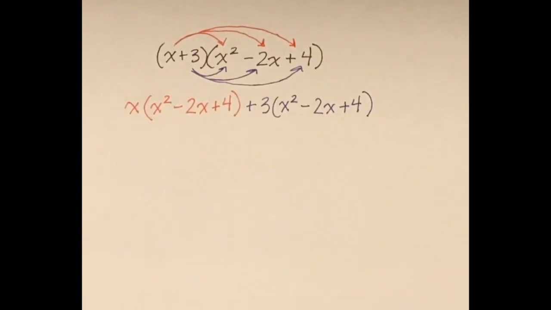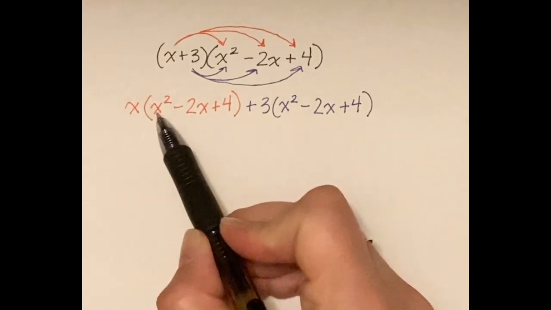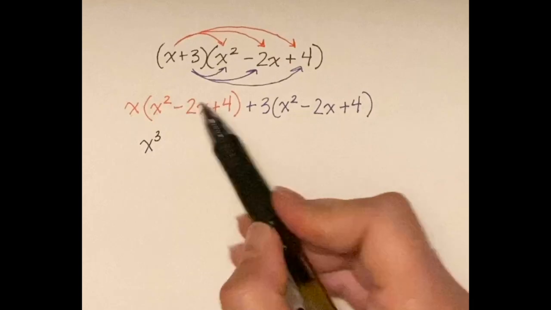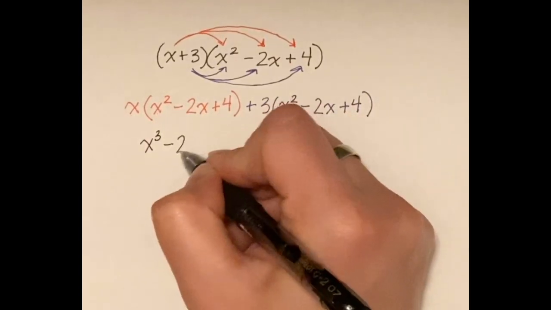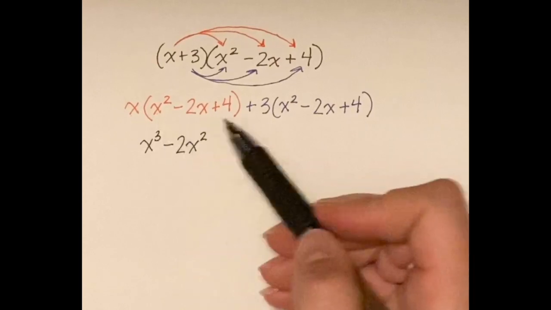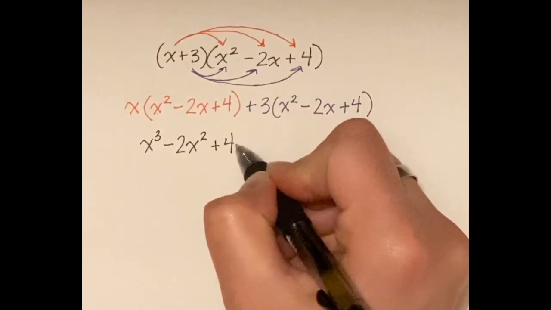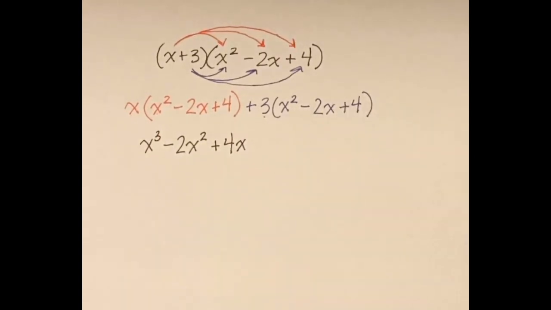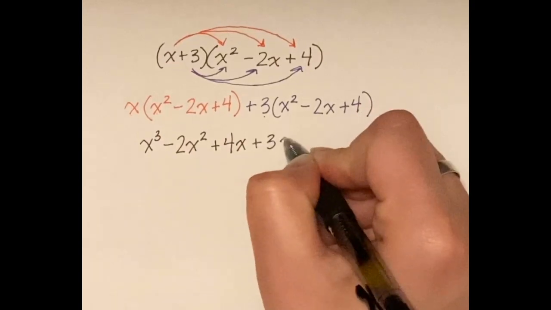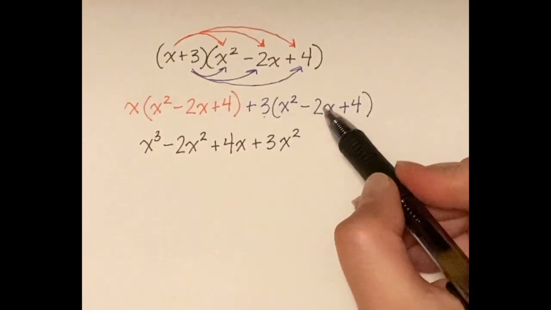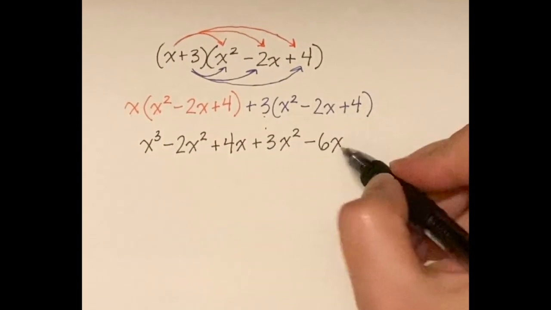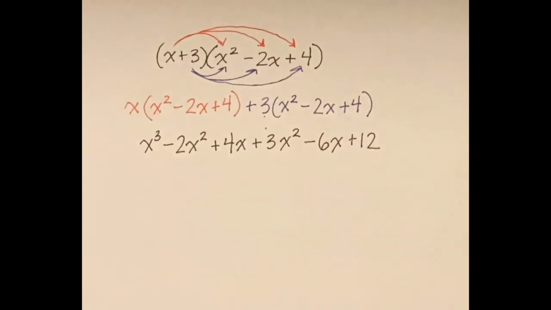So let's just go ahead and crank out these multiplications. Don't forget your laws of exponents. X times x squared will be x cubed. X times a negative 2x would be a negative 2x squared. And x times 4 is going to be a positive 4x. All right, over here, we've got 3 times x squared, which is going to be a 3x squared. 3 times a negative 2x will be a negative 6x. And 3 times 4 is going to be 12.